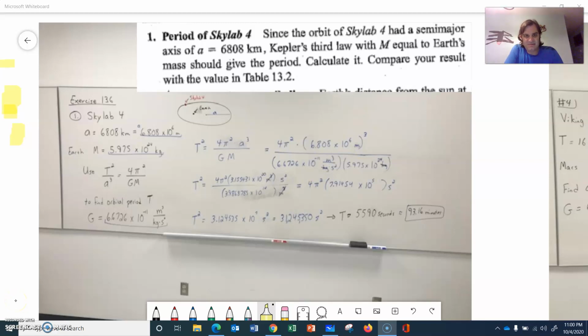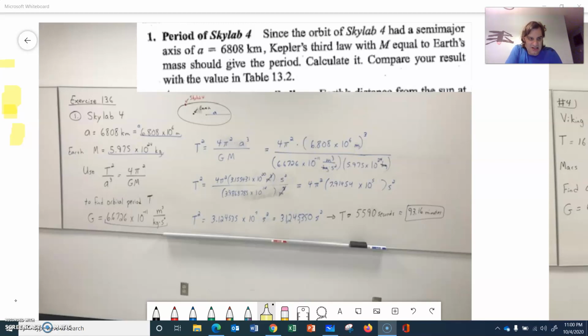Hey, it's Mr. R from Calculus 3, and I'm doing planetary motion from an old textbook. I posted the text, but here's the problem. It says, since the orbit of Skylab 4 has a semi-major axis of 6808 kilometers, Kepler's third law with m equal to the Earth's mass should give a period.